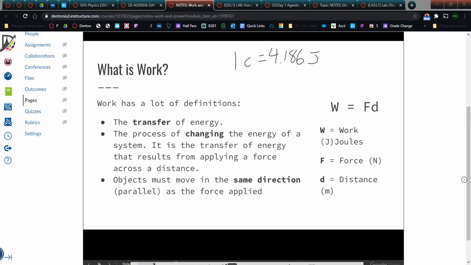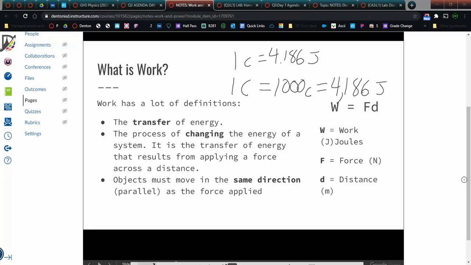That's not the calories that are used to measure your food. The food calories are actually what we call kilocalories, and they're represented by a big C. So 1 big C would equal 1,000 little calories, which equals 4,186 joules. Does that make sense?